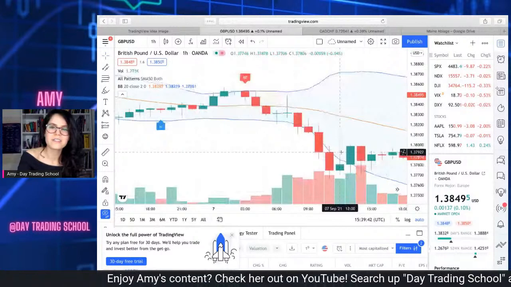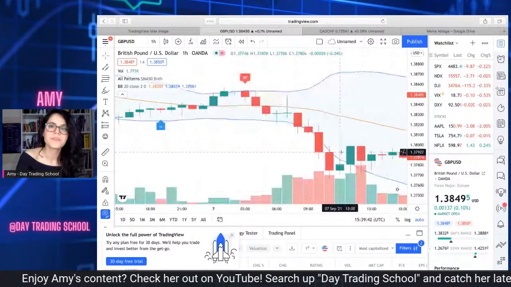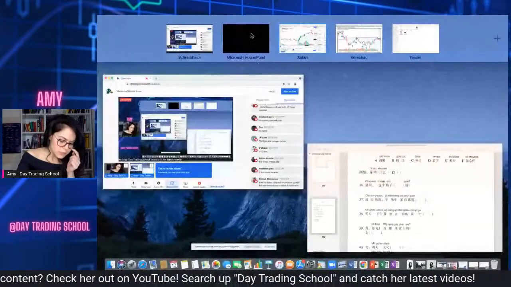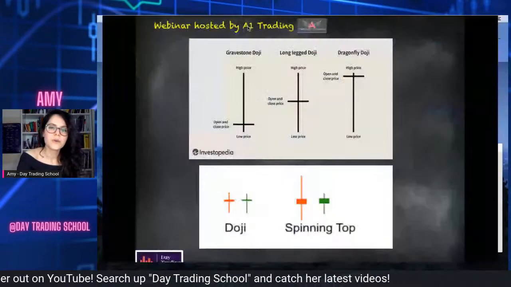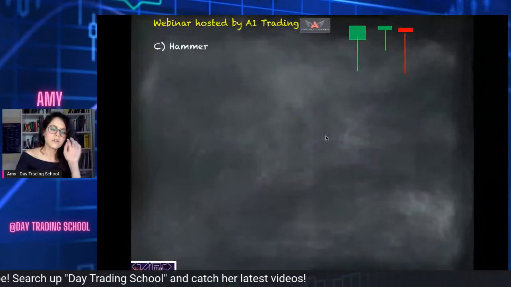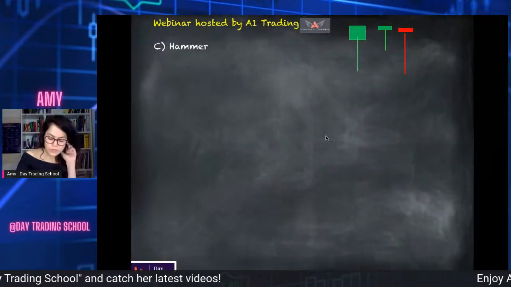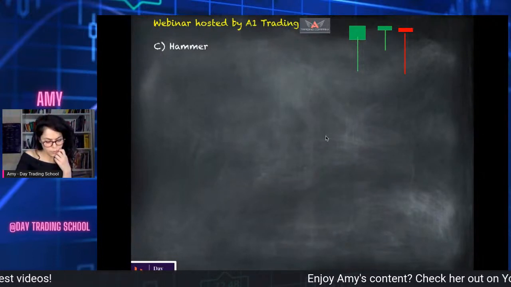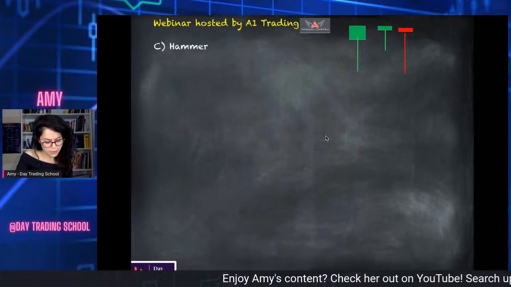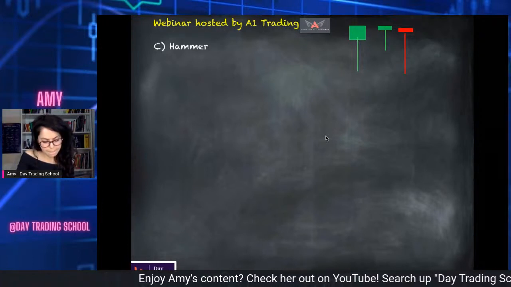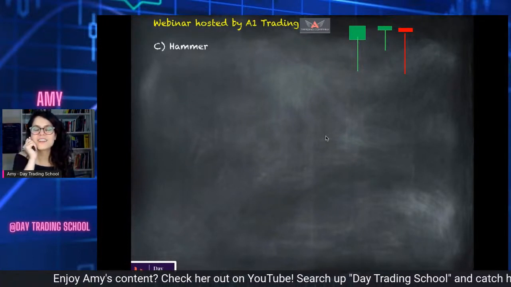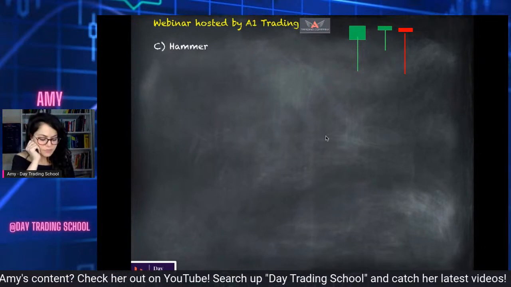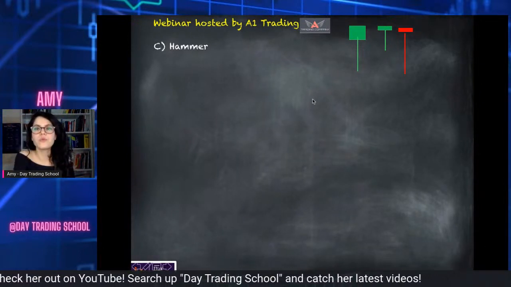Well, I can't find the example, but it doesn't matter. All right, now let's continue with the next one, which is a hammer, which is also a very important pattern that occurs quite often with the GBP USD market. Now, the question here again is which one is more reliable?